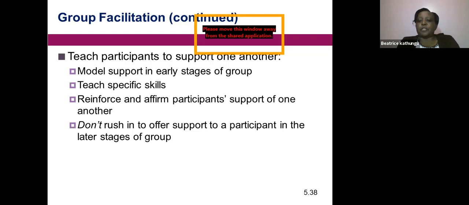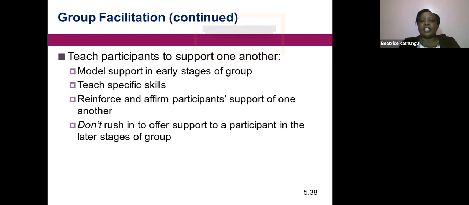You can also teach specific skills. And one good skill that we can teach in groups is just the skill of giving each other space to speak. Sometimes you will notice that the members that are more talkative will talk more in a group. The ones that are less talkative may be quiet and watch the scene. So you can actually teach skills of giving turns to each other to speak, and listening and reinforcing.